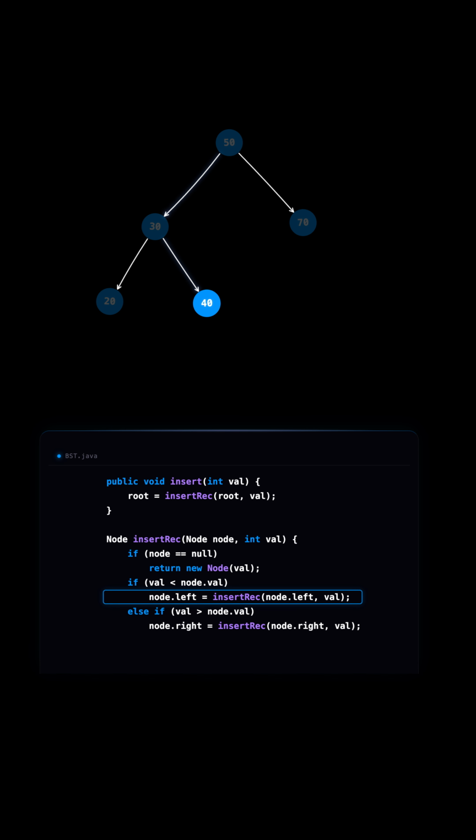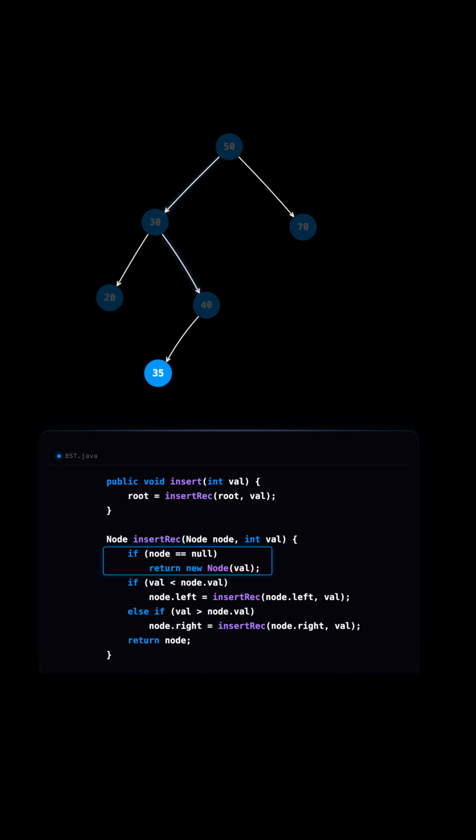Now watch carefully. 35 is smaller than 40, so we try going left, but 40 doesn't even have a left child. And there it is, null. That's the base case. This is exactly where the new node should be created. So recursion creates a brand new node containing 35 and returns it.